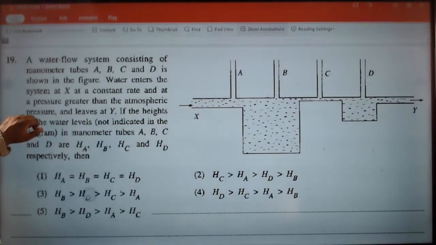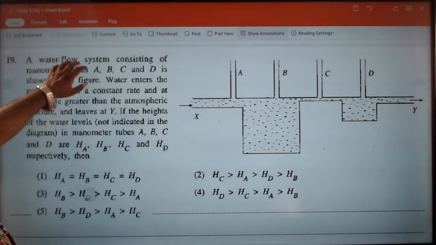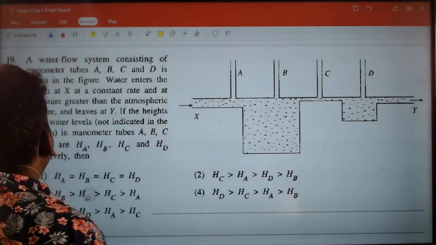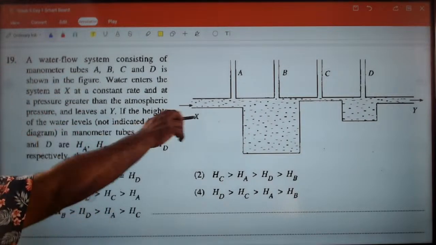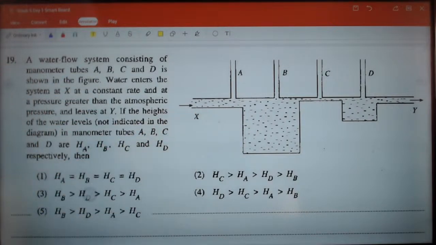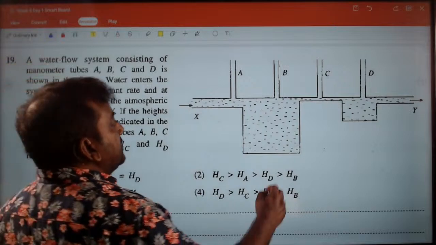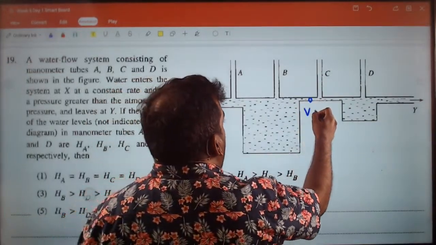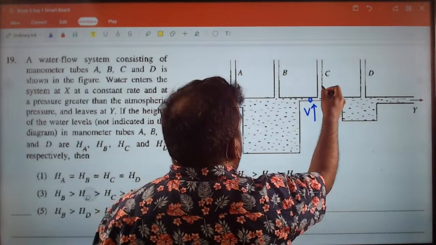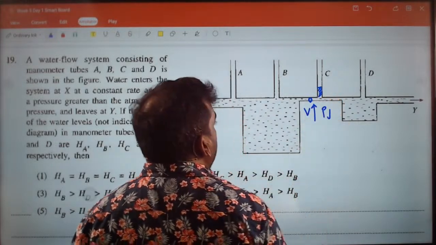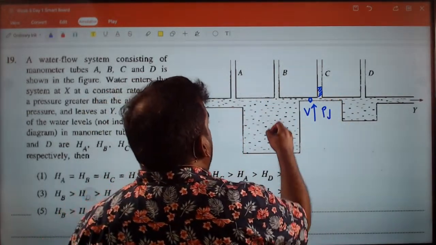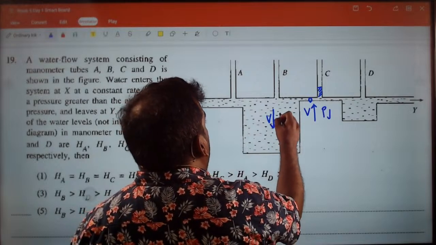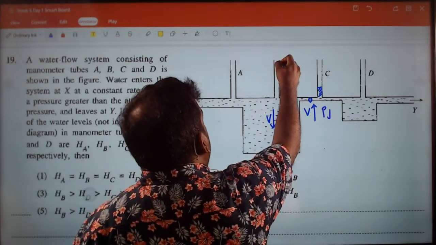A flow system consists of manometer tubes A, B, C is shown in the figure. Water is flowing at a constant rate. The heights of water levels. So all of you know, smaller area means larger velocity. Larger velocity means smaller pressure. Smaller pressure means smaller height. Large area means smaller velocity. Smaller velocity means greater pressure. Greater height.